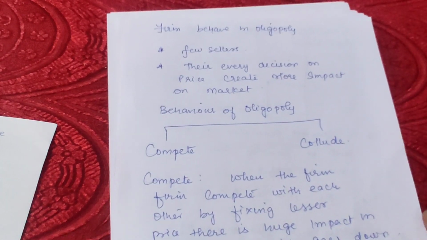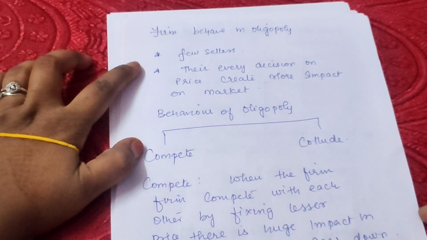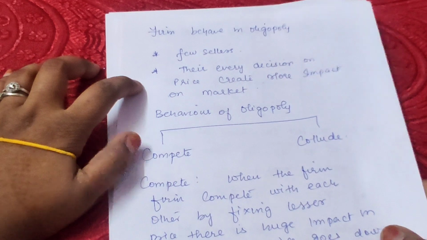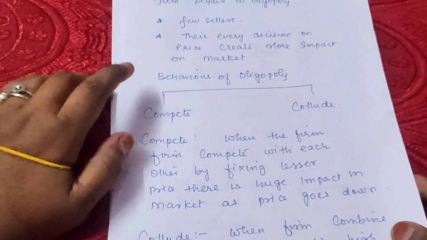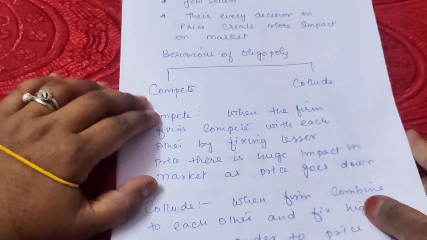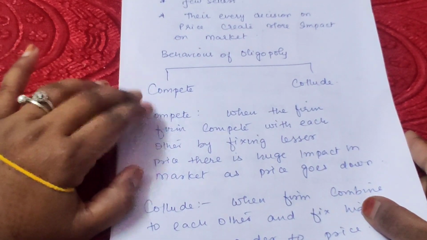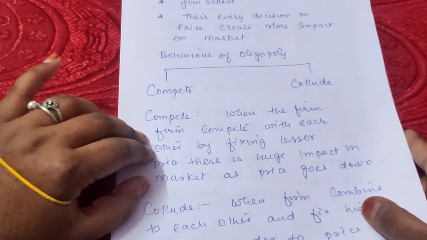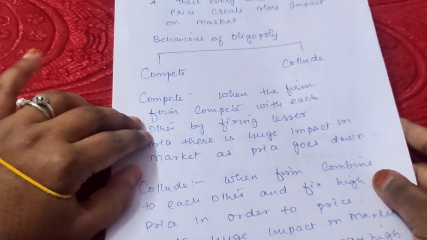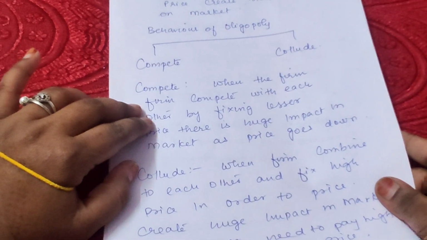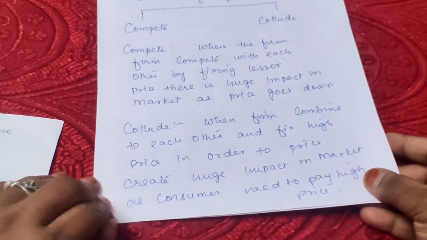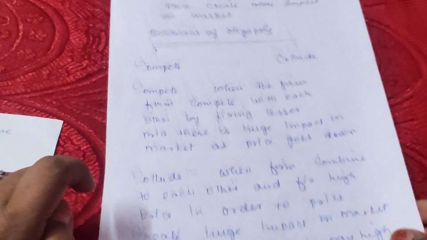Okay, how do firms behave in oligopoly? There are very few sellers, and every decision of an oligopoly creates an impact on the market. So the behavior of oligopolies is either they will compete or they will collude. Both behaviors will create a huge impact on the market. If they compete, they'll keep on reducing the price so that the price will be very low in the market. Okay, so both will have a huge loss. And when they collude, if they combine together and set a higher price, then the consumer will suffer and it will create a huge impact in the market.